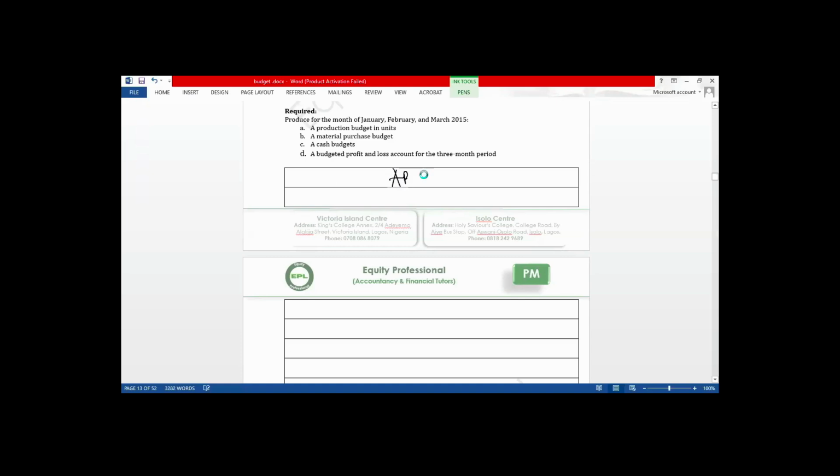We are dealing with the ABC budget. The months are January, February, and March. This is the budget you are going to submit.